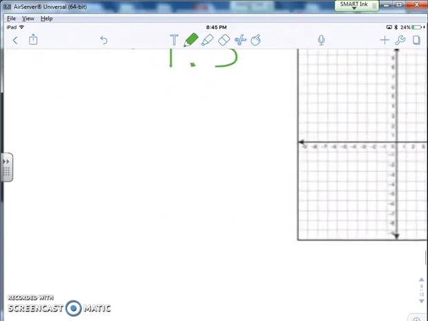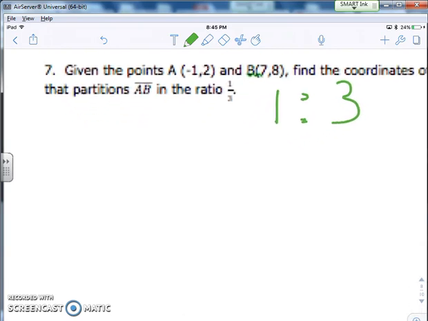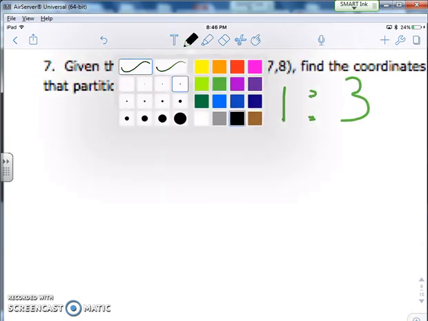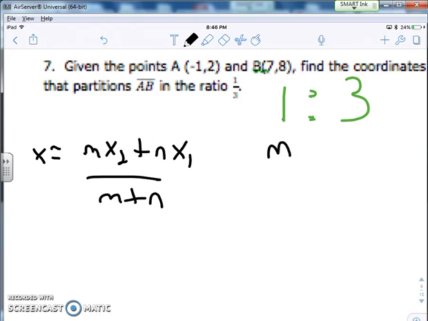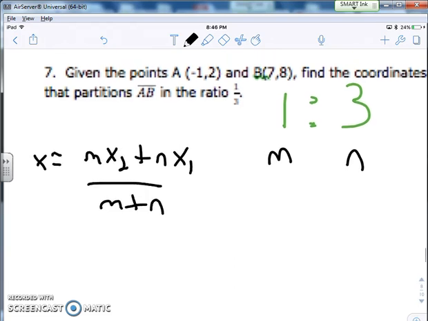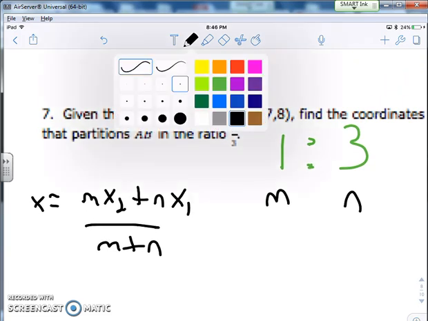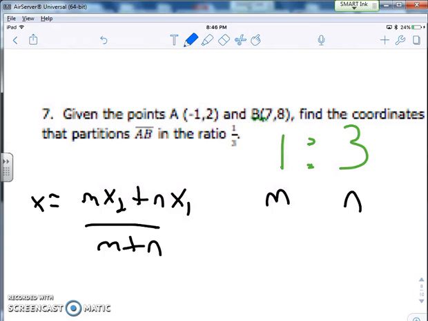Just to review real quick what the formula is. Our x-coordinate is going to be x equals m x2 plus n x1 all over m plus n. M is the first number in the ratio, n is the second. X1 is the first point mentioned, so since A is mentioned, A is x1, y1. x2 is the second point mentioned, so B is the x2.